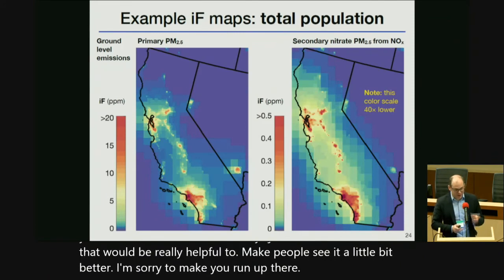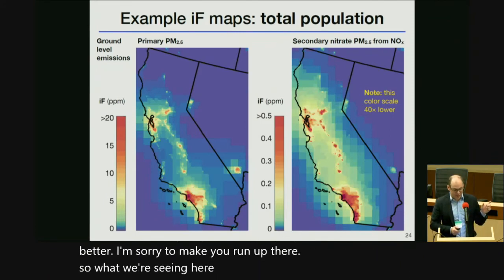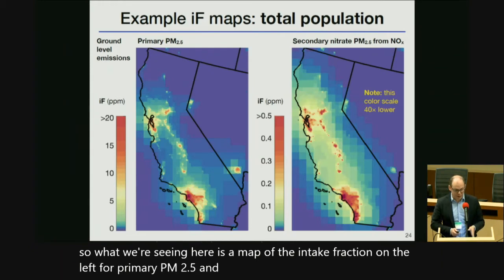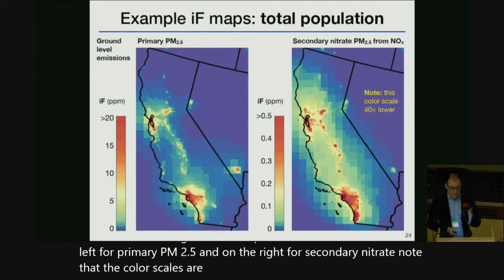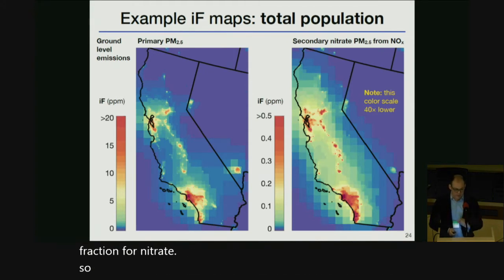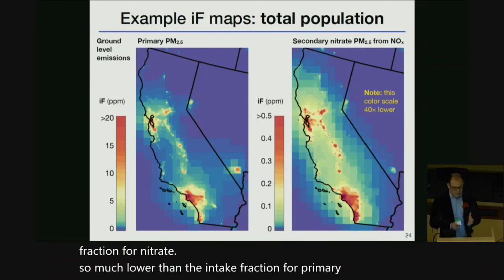So what we're seeing here is a map of the intake fraction on the left for primary PM2.5 and on the right for secondary nitrate. Note that the color scales are a factor of 40 different because the intake fraction for nitrate is so much lower than the intake fraction for primary PM2.5. But you can see similar spatial patterns.